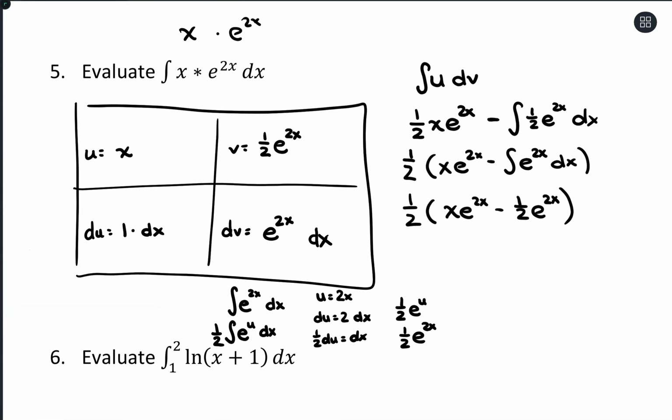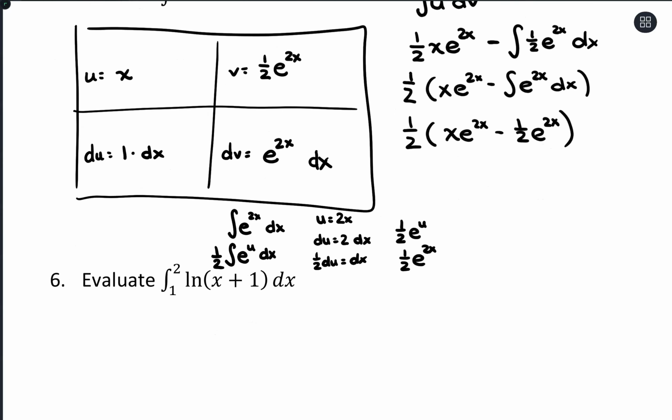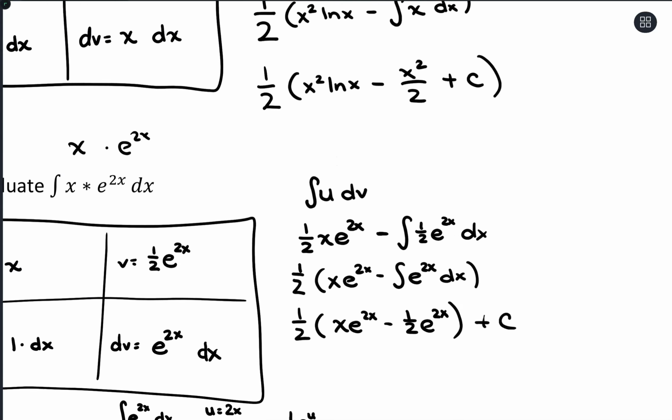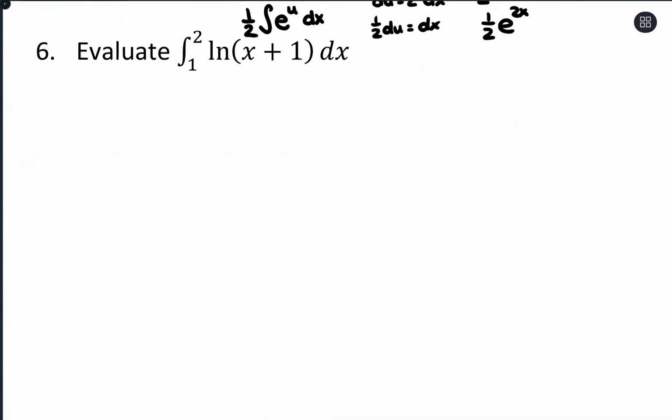There we go. All right, last one here with the definite integral. Oh yeah, sorry, as soon as I said that, plus c with that last one. We should be adding c on the outside since it is an indefinite integral. Okay, natural log of x plus 1, and we're evaluating from 1 to 2. Now this is a little different looking.